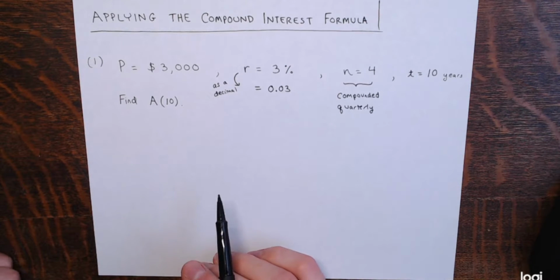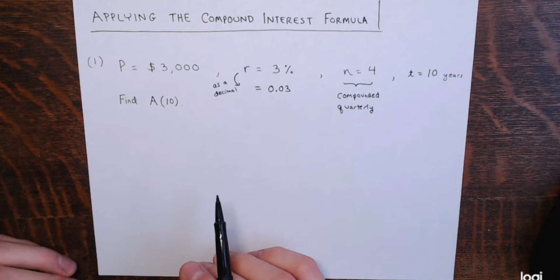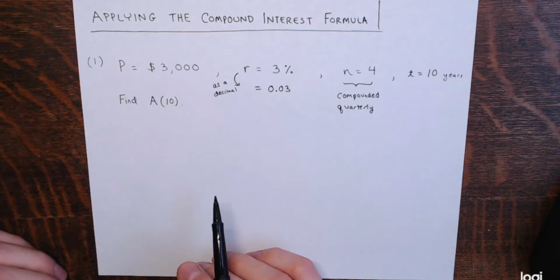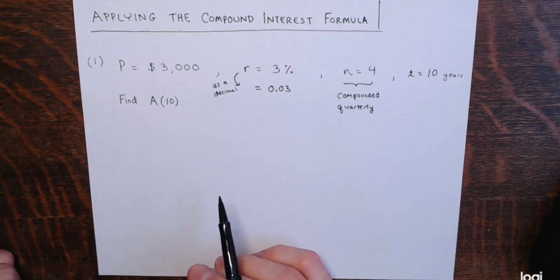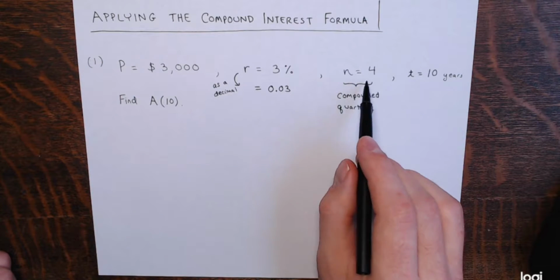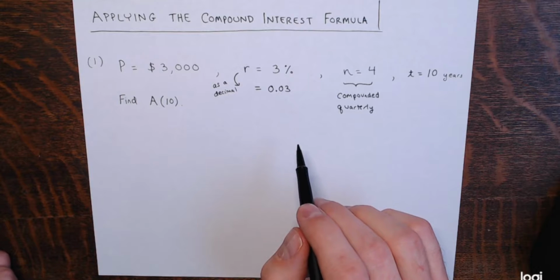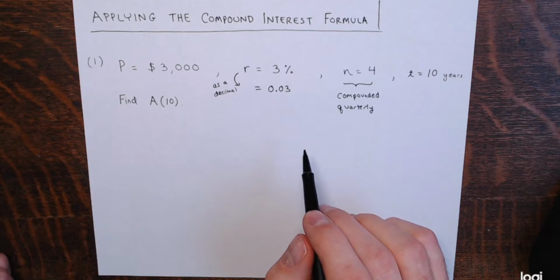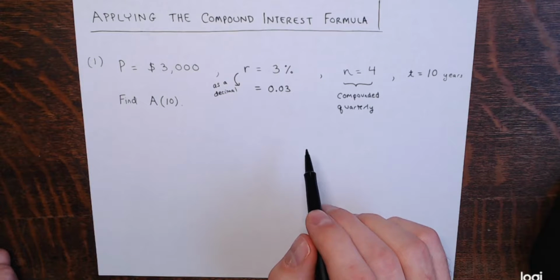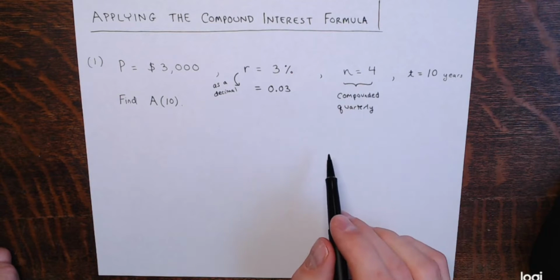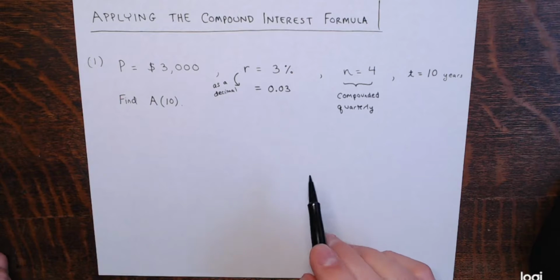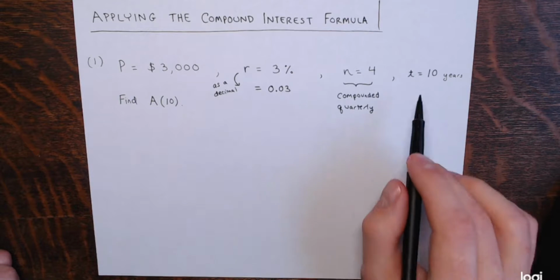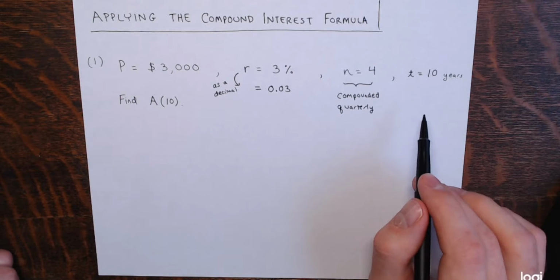And then we'll eventually get to a case in the next video, something called compounded continuously. What if n went to infinity? Now you can't plug in infinity, right? So that means we're going to need a different formula without n in it. But we'll see compounding continuously in a future video. And then time is in years. Time was 10 years. You had the account for 10 years.